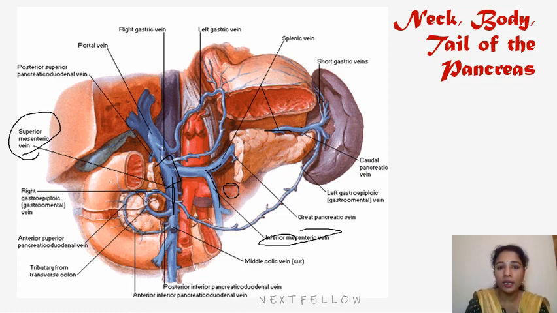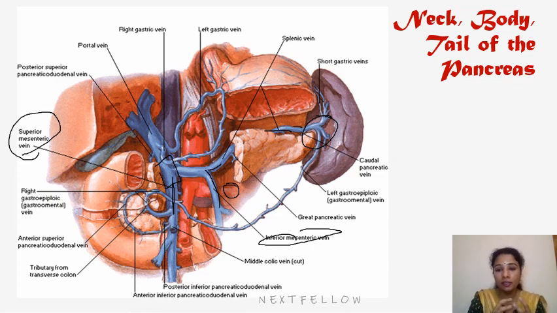The tail of the pancreas is related to the splenic hilum. We can see the tail is terminating at the splenic hilum, and also it is related to the left splenic flexure of colon, so the left colic flexure. So these are the posterior relations.